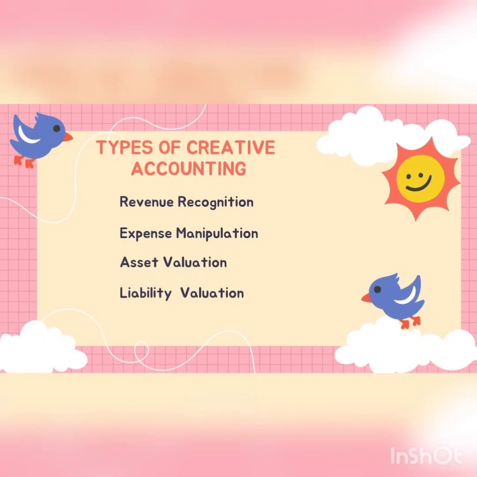Moving on to the next type, expense manipulation. Expense manipulation involves understating expenses to increase net income or overstating expenses to decrease net income. Companies may also manipulate expenses by capitalizing expenditure that should be expensed, such as research and development costs, which can inflate assets and reduce expenses.